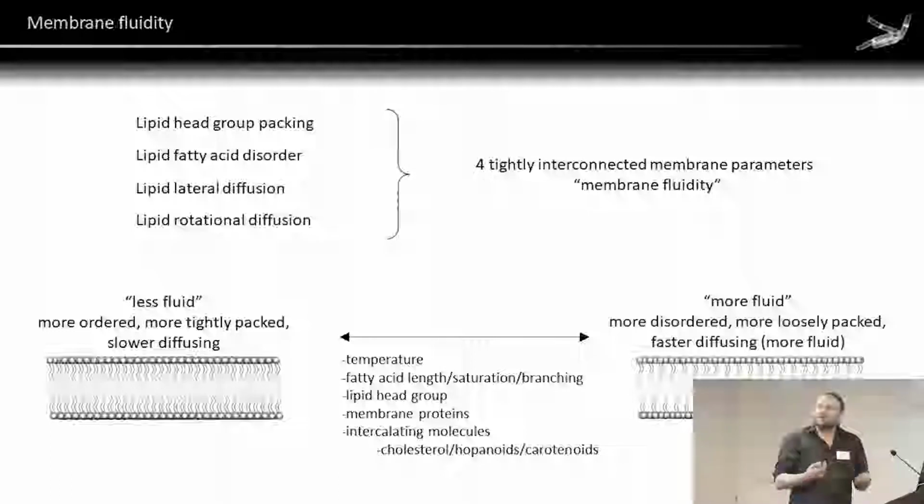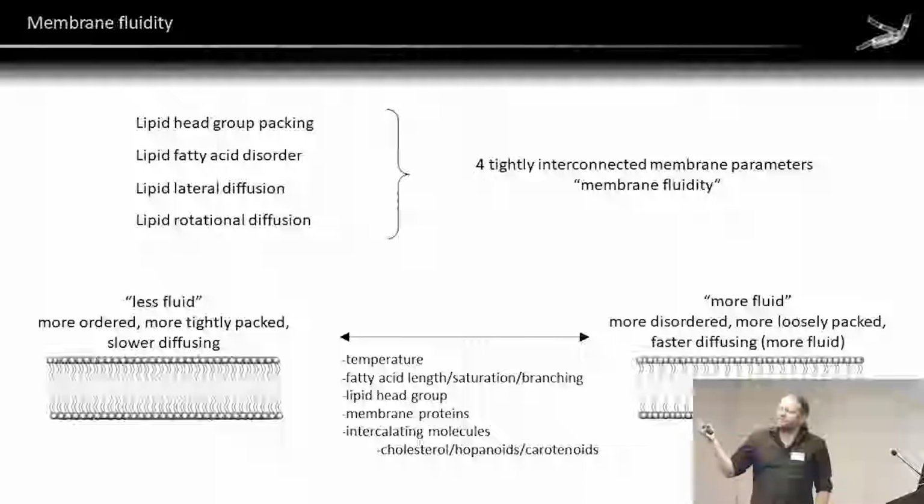So before I start, I want to introduce 3 basic concepts related to membrane lipid domain organization. Probably you know most of these, but still good to wrap it up. So the first concept is membrane fluidity, because you'll be hearing me talk a lot about membrane fluidity. What that really means is that there are 4 different parameters in a membrane. There's the lipid head group packing, the fatty acid disorder, and the ability of lipids to laterally and rotationally diffuse. Those 4 parameters of lipids are very tightly interconnected, so usually when one is changed, the other ones are changed too. And these together, these 4 tightly interconnected membrane parameters, we call membrane fluidity.